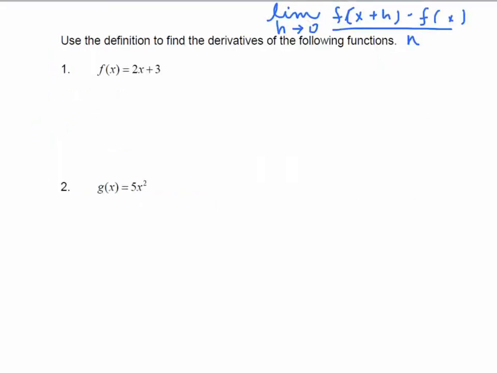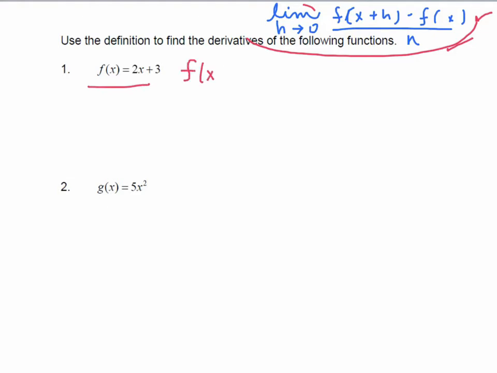Alright, so we're going to start going through 4 problems that are on your document. And you can see at the top here that I've rewritten our definition of derivative algebraically because that's what we're going to use. I'm going to say, alright, let's work on the top of our algebraic function there, the f of x plus h minus f of x. Then we know that the bottom of it is h, and then we're going to take the limit as h approaches 0.